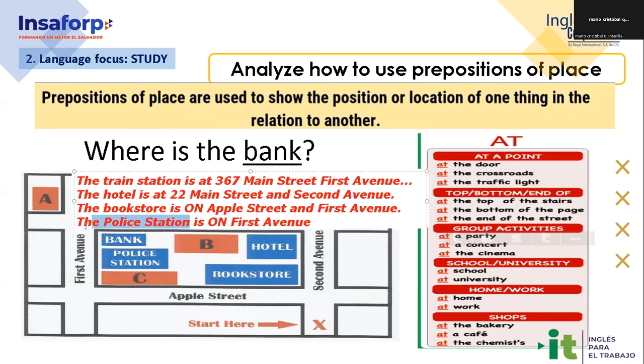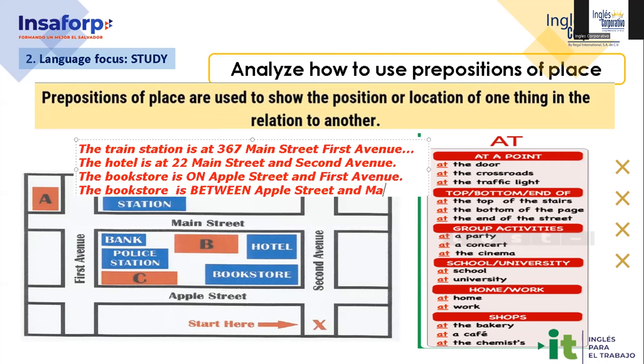Eso de aquí vamos a modificar un poquito. Vamos a ubicar otro lugar. Okay, the bookstore is on Apple Street. Podemos modificar. The bookstore is between Apple Street and Main Street. Eso es cuando tenemos ahí un lugar está entre dos calles, dos avenidas, o entre dos edificios. The bookstore is between Apple Street and Main Street. Okay.